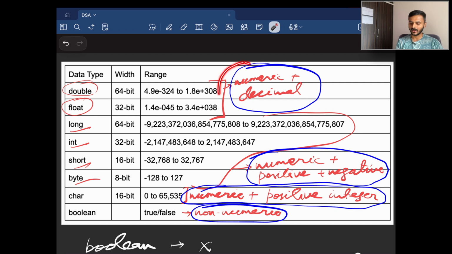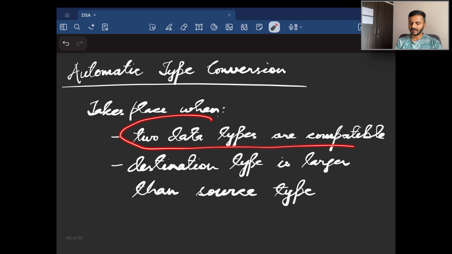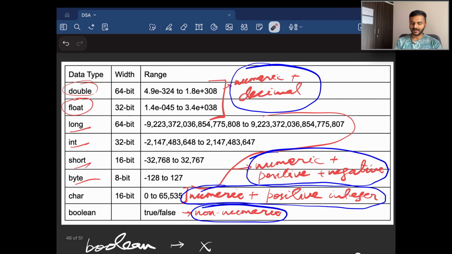Similarly, if I take, for example, numeric plus decimal, it is not compatible with any of the categories that we have. And the same thing applies to numeric plus positive plus negative to a certain extent. This numeric plus positive plus negative is in a way compatible with numeric plus decimal because we can store positive and negative integers in data types meant for decimal. What happens is if we store integers, say 10, it will be stored as 10.0. But this numeric plus positive plus negative is not compatible with numeric plus positive and non-numeric. So this tells us the compatibility among the data type pairs that we can have.